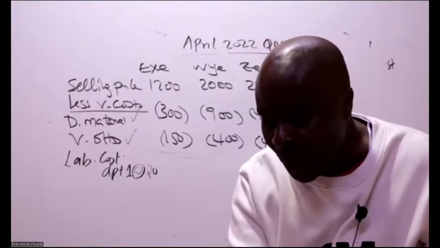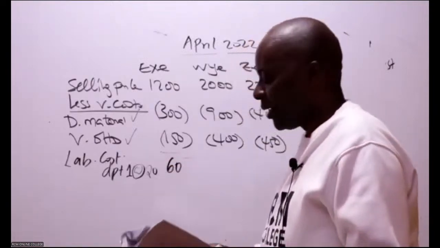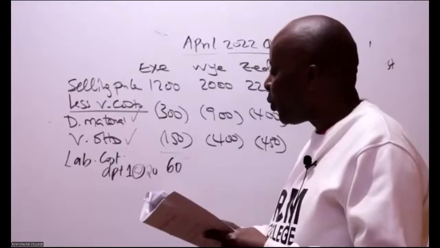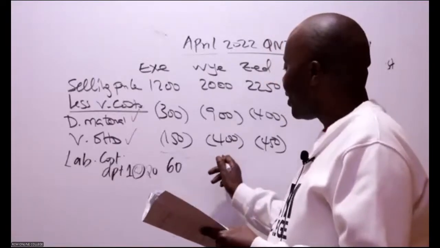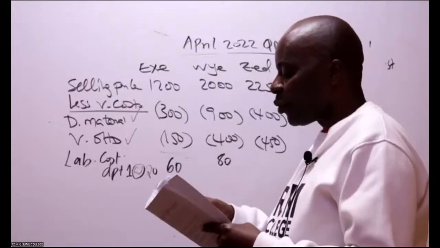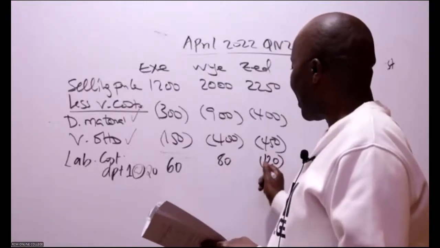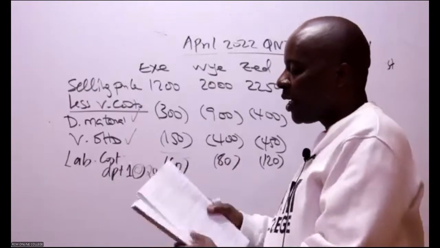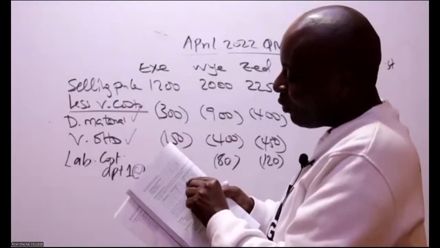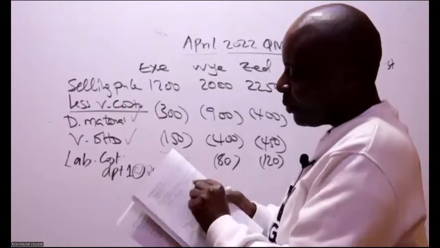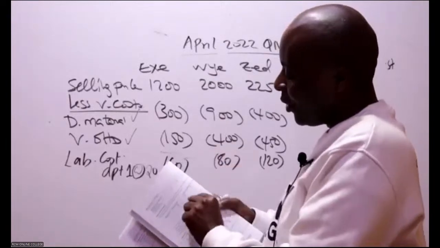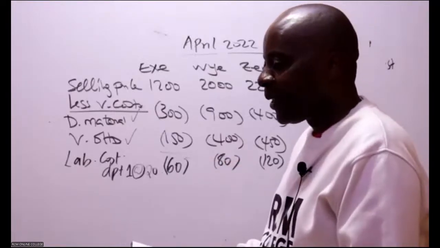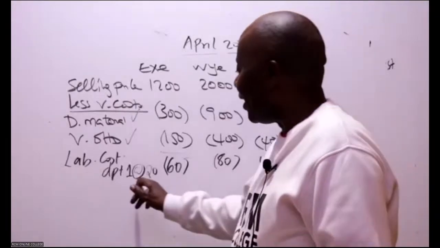So 3 times 20 gives me 60. For department 1, Y, 4 hours. So 4 by 20. Remember department 1, the rate is 20. So this gives me 80. 6 times 20 gives me 120. That is labor cost under department 1. So what am I doing? I'm taking the rate per hour times the number of hours for each product. So 20 times 3 gave me 60, 20 times 4 gave me 80, 20 times 6 gave me 120.